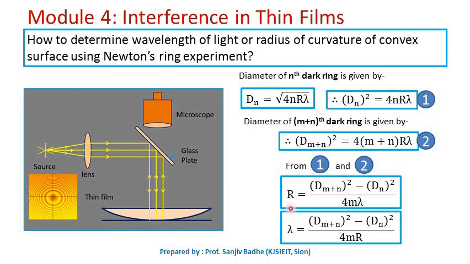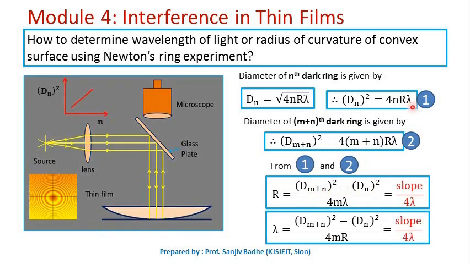Now to calculate this wavelength of light or radius of curvature of the convex surface, we need the diameter of the nth dark ring and the diameter of the (m plus n)th dark ring. These diameters can be measured by using the travelling microscope. So in the experiment, the travelling microscope will be an important part. With the help of the travelling microscope, we are going to measure the diameter of the nth dark ring and the diameter of the (m plus n)th dark ring.